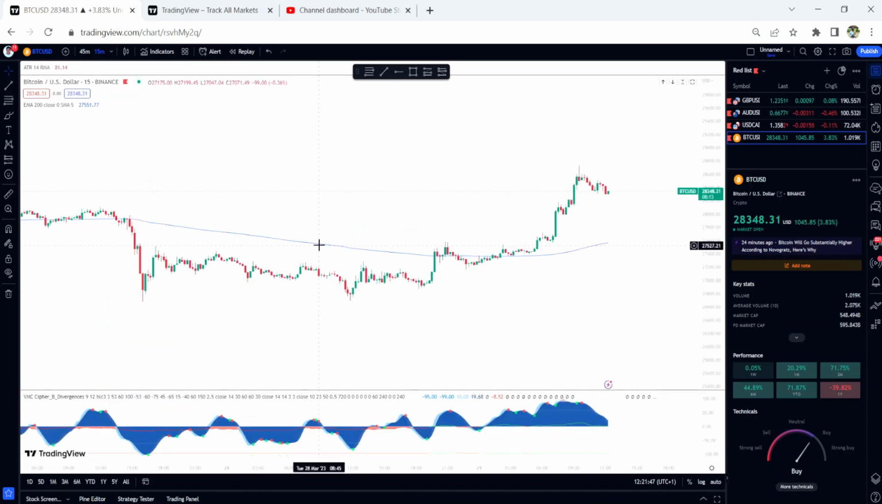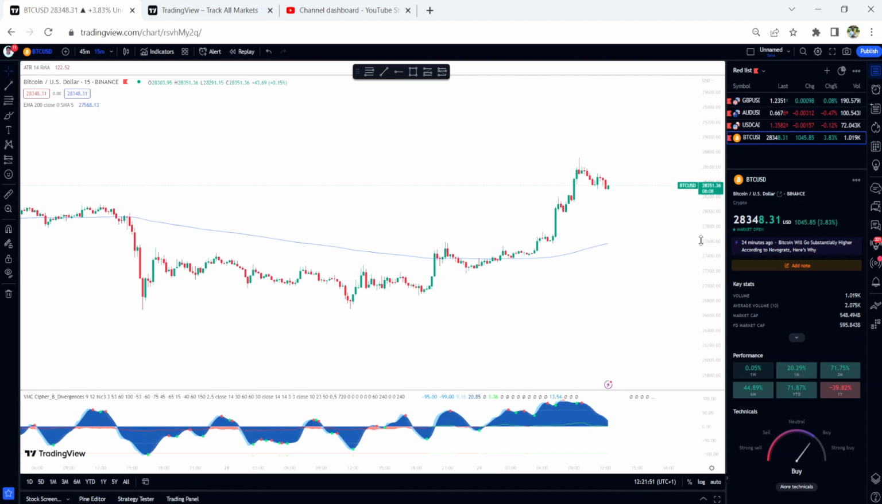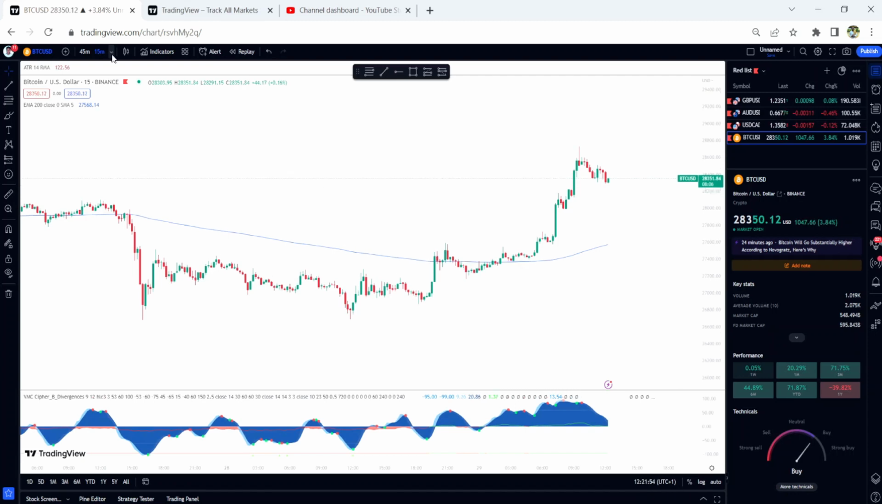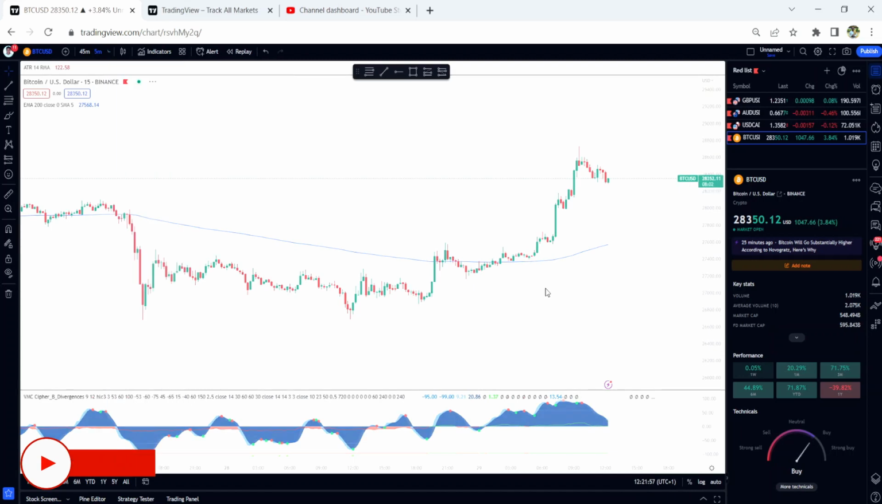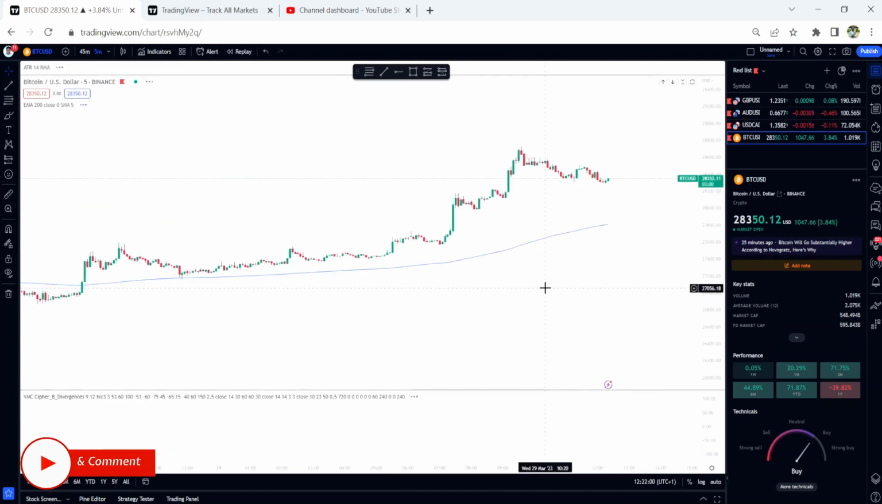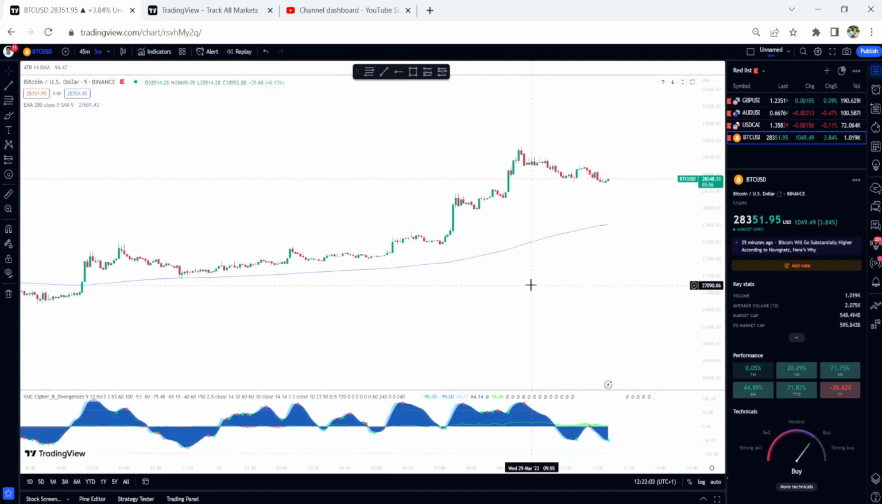On the 15-minute time frame, as you guys can see, we are still on the uptrend. Then you come down to our entry point, which is the 15-minute time frame. So you click on 15 minutes. So even if your account is not upgraded, you can still make use of these features.